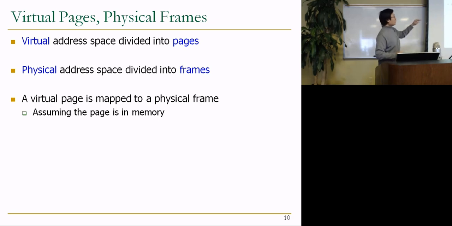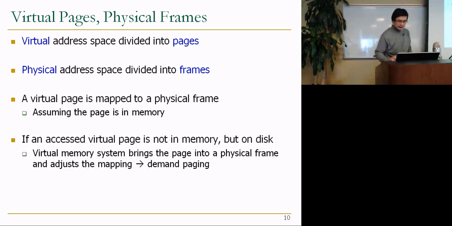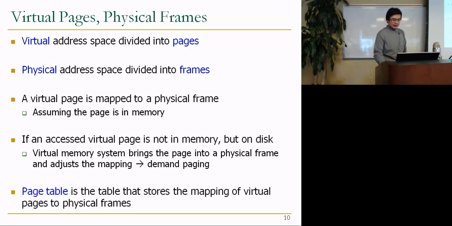And then a virtual page is mapped into a physical frame. In this case, we assume that the page is in memory, because the frames are the physical addresses that lie in the memory. And if you access a virtual page that is not in memory but is on the disk, the virtual memory system has to bring the page into a physical frame, and we call that demand paging. And then the page table, as I described earlier, is the table that stores the mapping of virtual pages to physical frames.